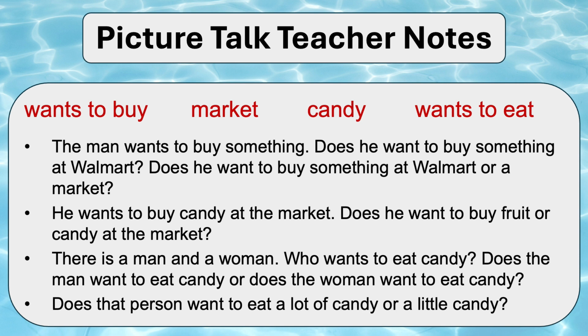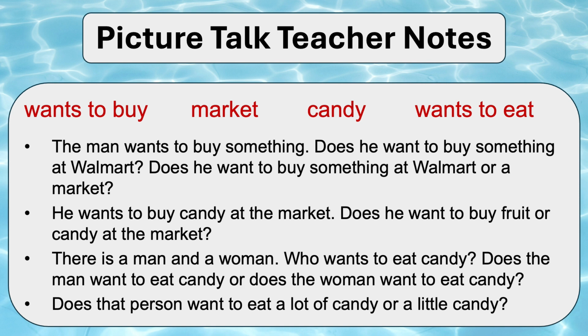In this second example, it says he wants to buy candy at the market. Does he want to buy fruit or candy at the market? In this context, we might head more into talking about markets in other countries and what kind of foods or products are available at those markets. And this could lead to a bigger discussion of, yes, we're seeing fruits here, or we're seeing candy here, but in other parts of the market, they might sell fruit or vegetables or meats or maybe even clothes. So that could lead to a bigger discussion about markets in other countries.